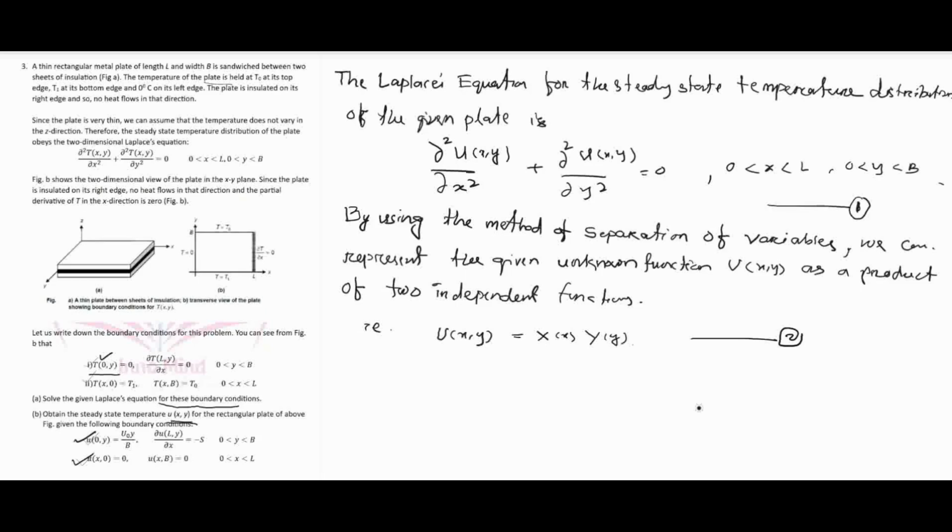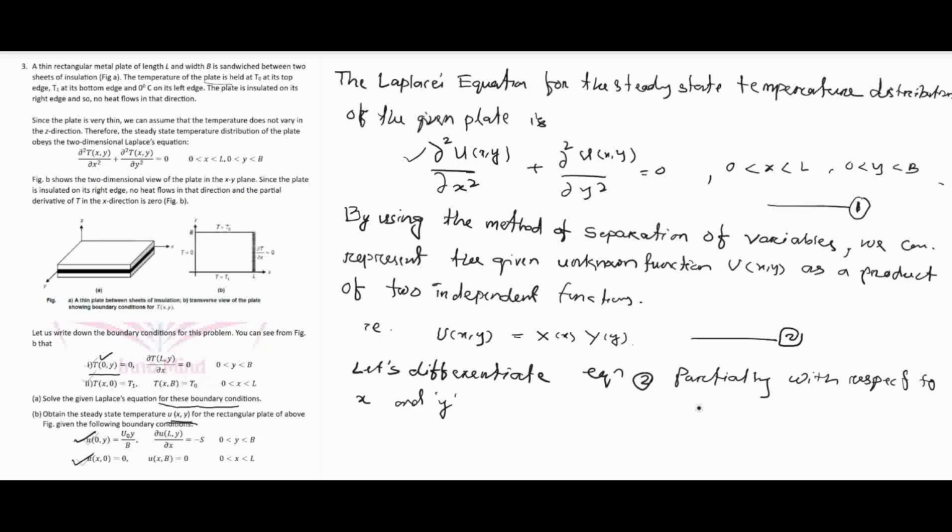Let us now differentiate this equation number 2 with respect to x and y twice to obtain the values of the second order partial derivatives of this one and this one. Okay, so let us differentiate equation 2 partially with respect to x and y twice to get, then what you will get?